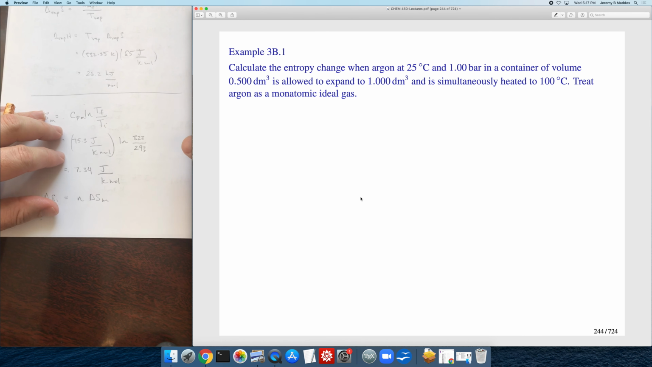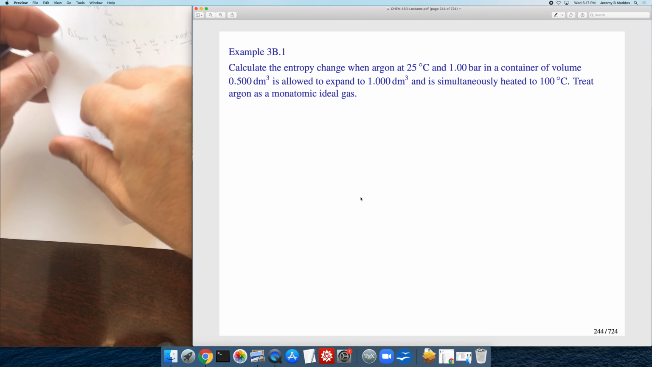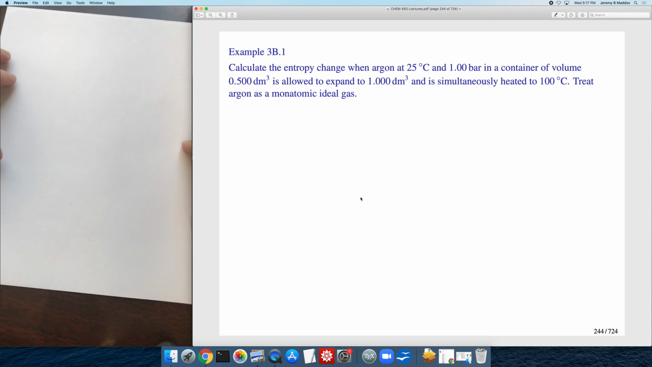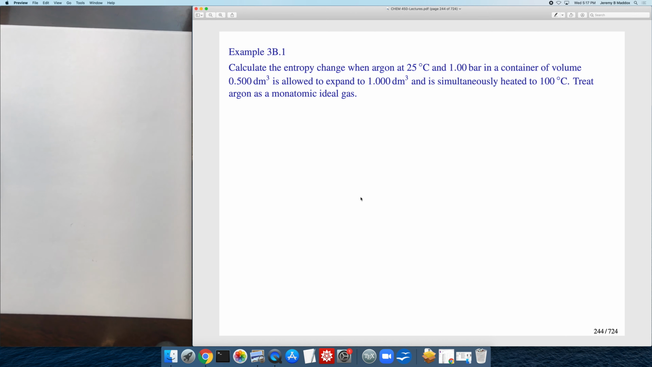What do we have next? We've got another example problem here. This one, we've actually got two types of changes going on simultaneously. They want us to calculate the entropy change when we expand argon from 0.5 liters to 1 liter, and we simultaneously heat it from 25 degrees Celsius to 100 degrees Celsius.